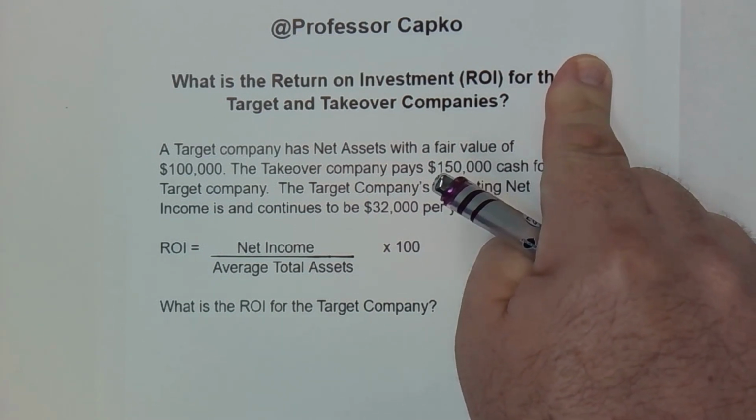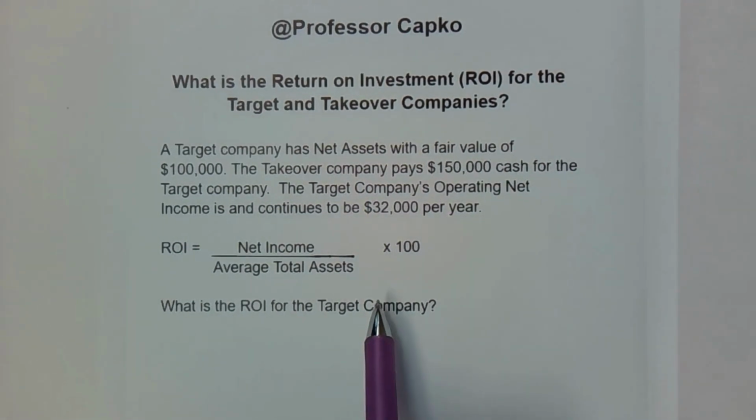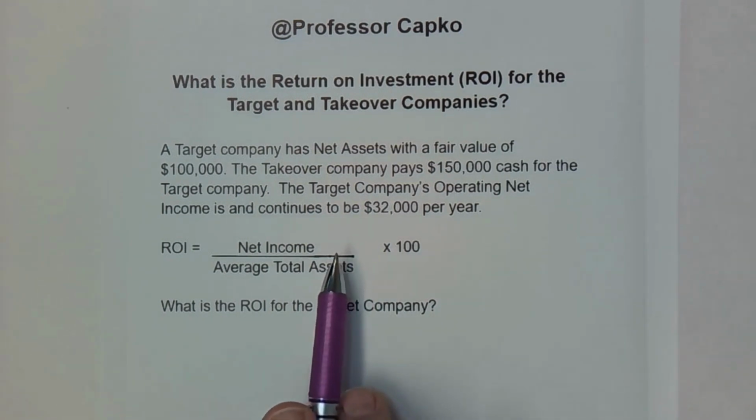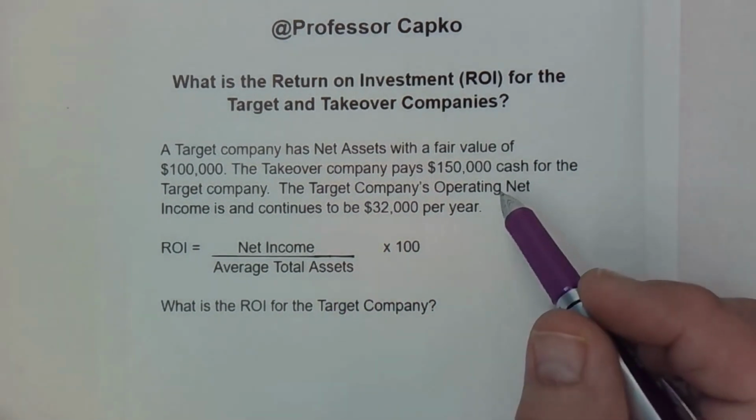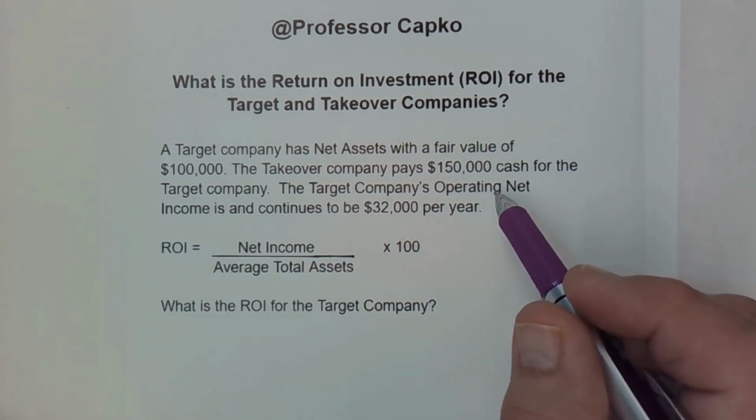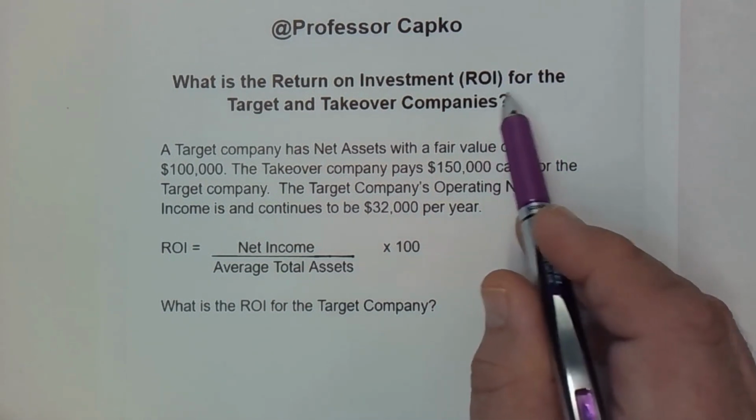But the long and the short of it is that when an additional amount is paid for a company, that additional amount is capitalized as an asset called goodwill. And that's going to come into play when we're calculating the return on investment, which is otherwise known as ROI.